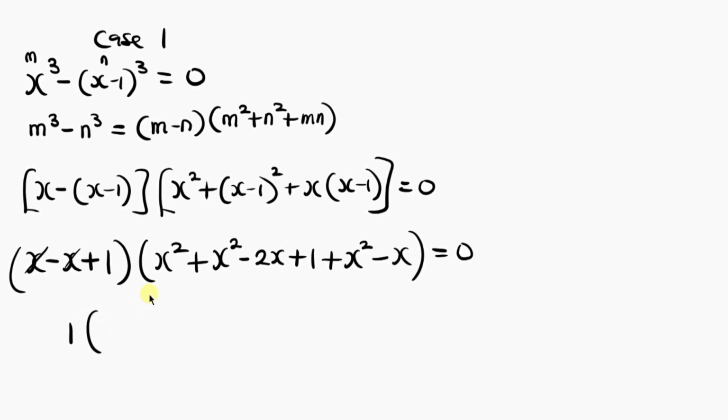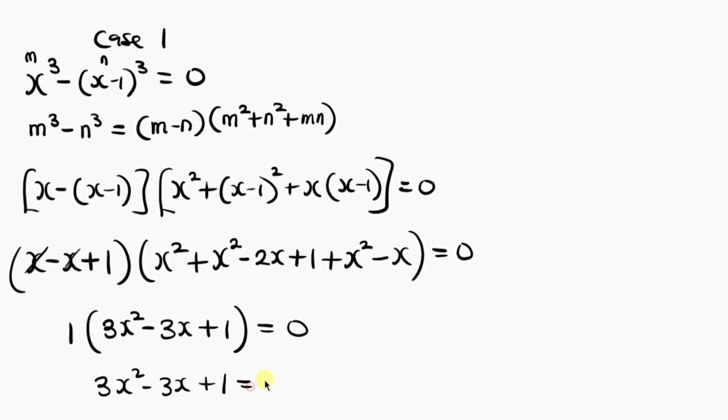Now open a bracket. Now let's add like terms. X squared plus x squared plus x squared gives you what? 3x squared. Very good. Now I have negative 2x, negative x. So negative 2x, negative x gives negative 3x. Now what is remaining? I have plus 1 remaining. So I'm going to be writing plus 1 here. Close your brackets and equate that to 0. Very good. So 1 times everything I have here is going to give me the same thing. 3x squared minus 3x plus 1 equal to 0.